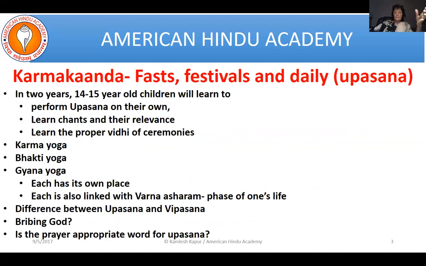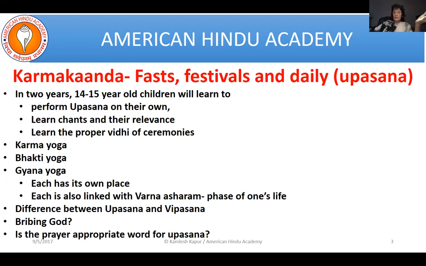And it's a good idea to go through some of the stories and see how Hindus behave. Like if you are reading Ramayana, some of the portions will show you what they do. So in 2 years, 14, 15-year-old children will learn to perform, if they want to, Upasana, which is puja, having an object in front of them on their own.